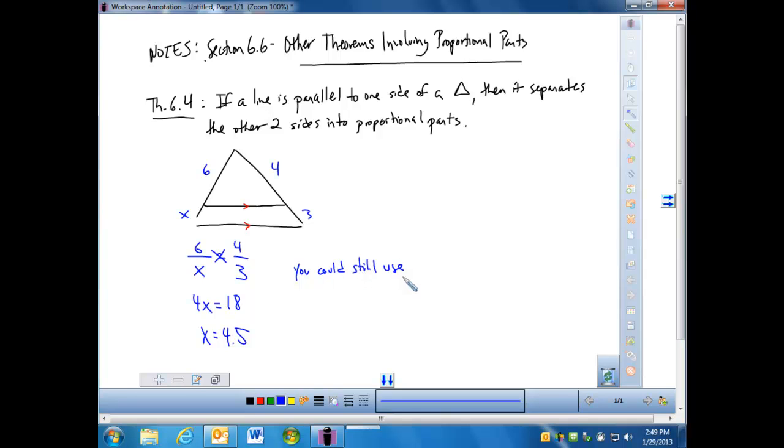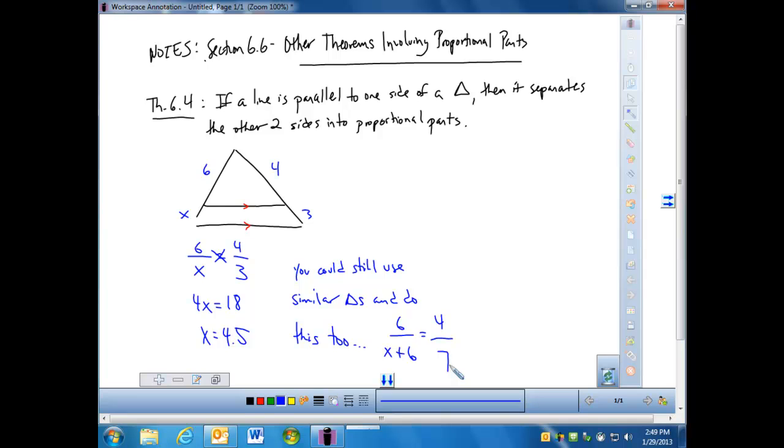Okay, you didn't have to. You could still use similar triangles. There are still similar triangles in this picture. You could match up 6 to the whole entire length, 6 plus x, and you could match up 4 to the whole entire length of 7. But I think that the one we wrote earlier is a lot easier. Okay? Now that you've seen this, I'd like you to practice it once.